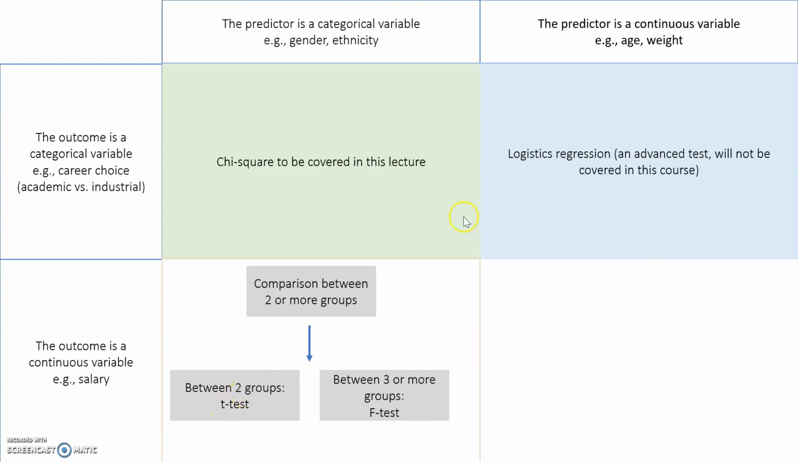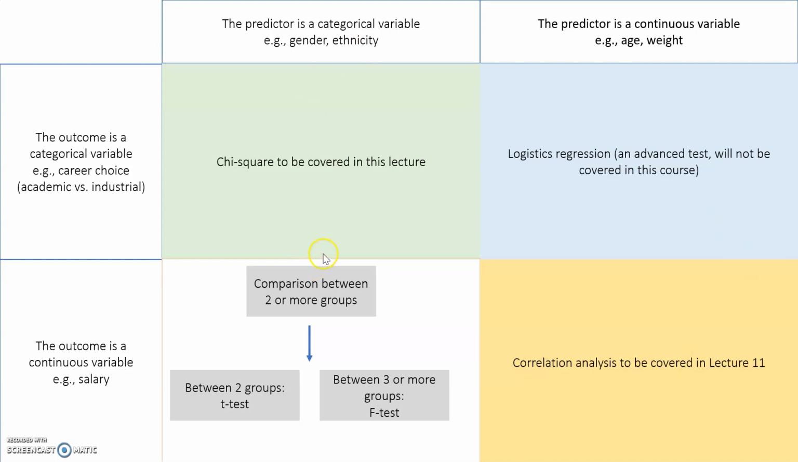So let's move to the last box here. That is the test we're going to use when we have a continuous predictor and also a continuous outcome variable. This test is called correlation analysis. This is a very commonly used test in scientific research. And we're going to talk about this test in next week's class, which is very important.